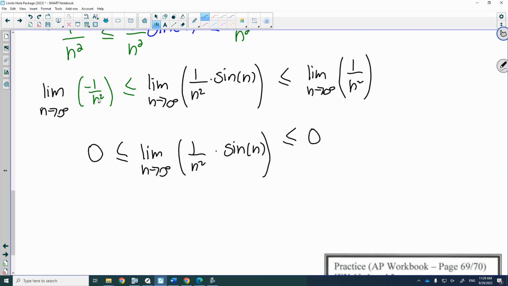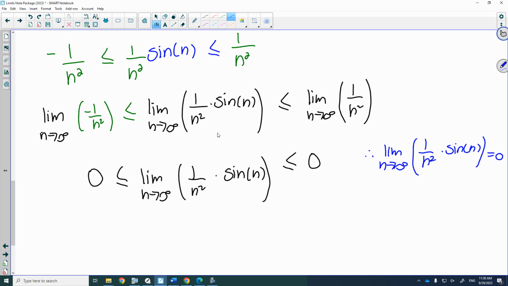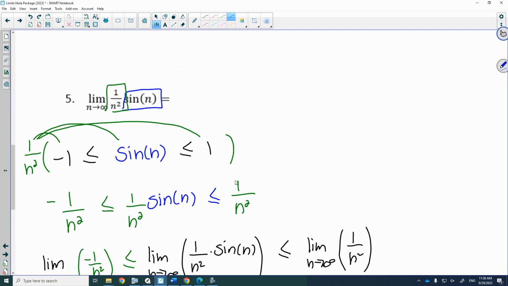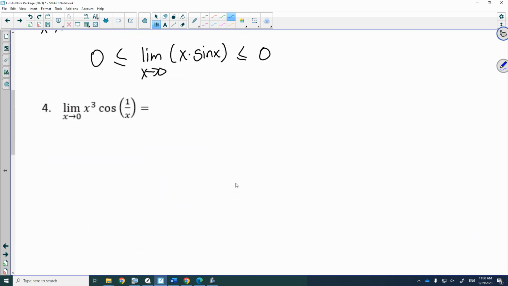Okay, so I could say, according to the squeeze theorem, the limit as n approaches infinity of 1 over n squared times sine of n is equal to 0. All of these limits for these trig ones actually equal 0, but you just have to be able to show the proof, working through it. Okay, let's do the cos one.